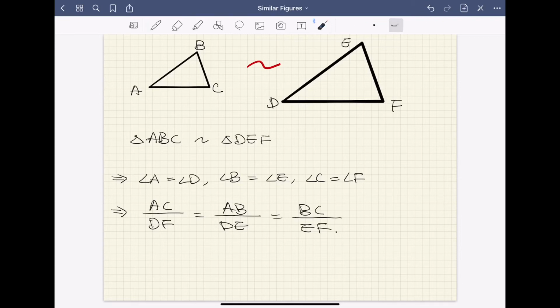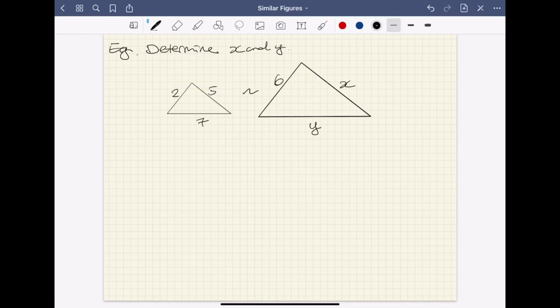The corresponding side for AC is DF. So AC over DF gives you a ratio that is the same as the ratio that the other corresponding sides give you. So AB and DE will give you another ratio, and BC, EF will give you another ratio, and these three ratios should all be the same if the two triangles are similar.